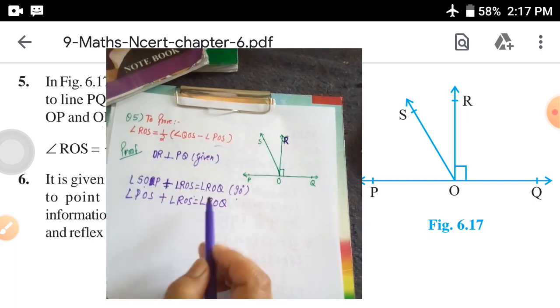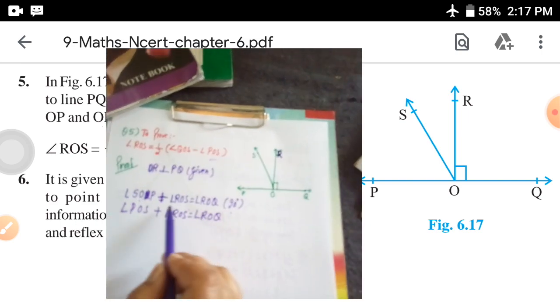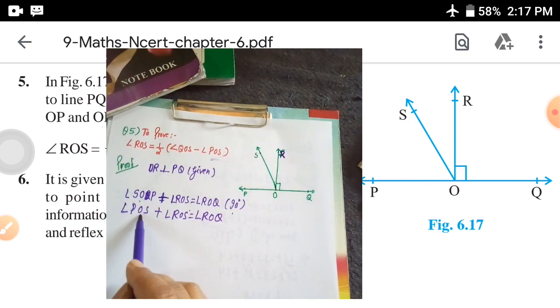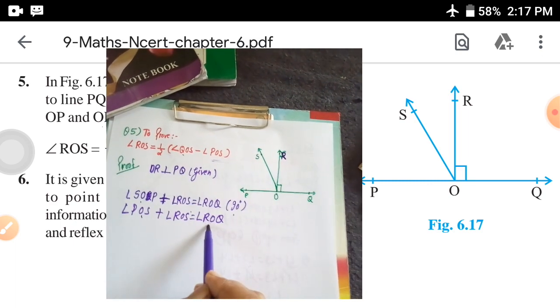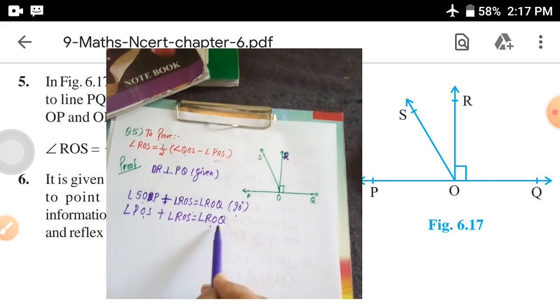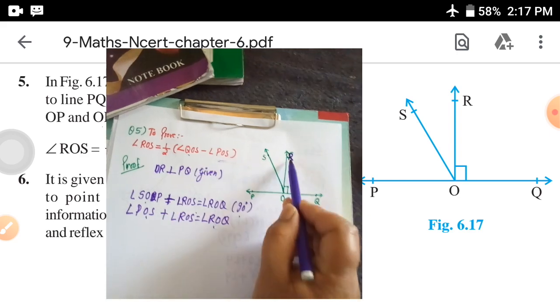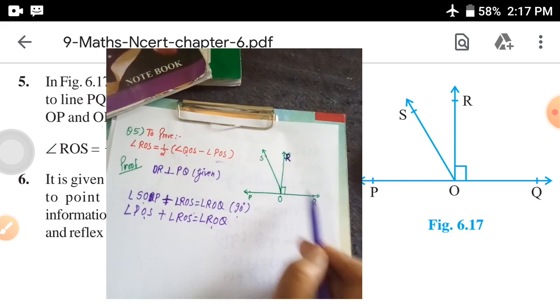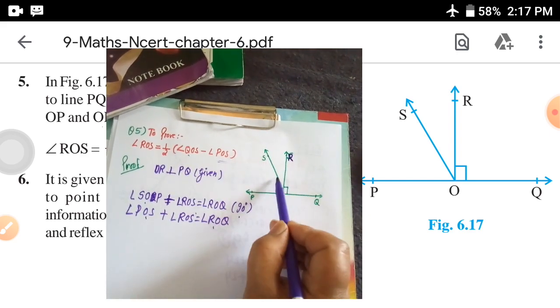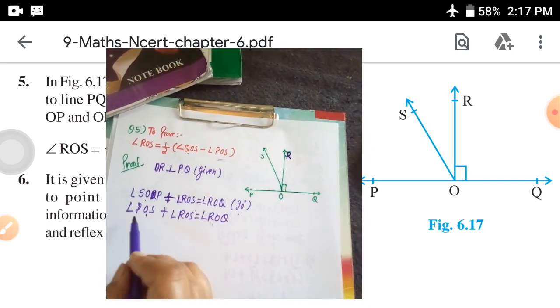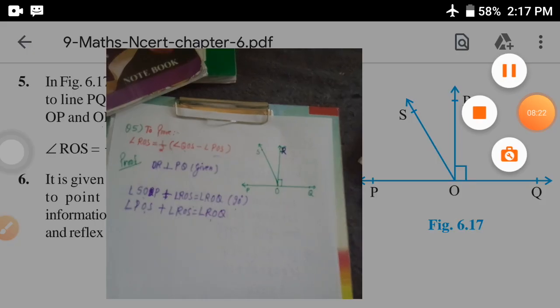But you can see that in this question ROQ is not given. ROS we require, yes, there is ROS, and POS we require, it's all right, but ROS we don't require. In place of ROQ we require QOS. That means this part is extra needed, so we will add ROS on both sides.